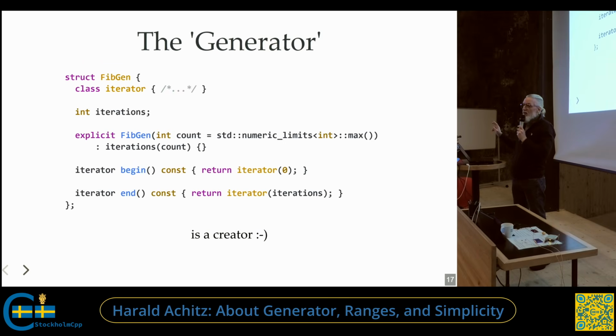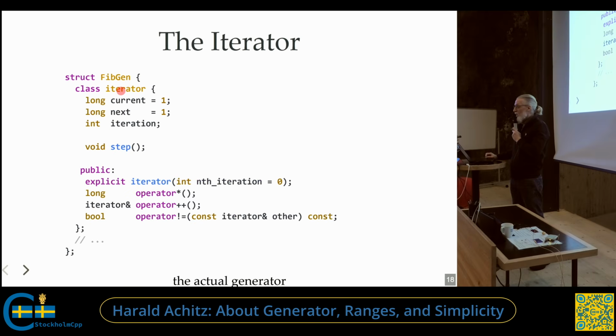I need the generator, and the generator, as you see, is basically just a creator. All it does is create a begin and an end, and what it returns is an iterator. So what is required is an iterator class, and the iterator class is actually the workhorse of this. It has the global state as a class global state, what it needs to do the work, and we remember which iteration we have.